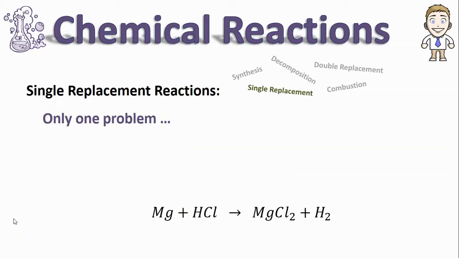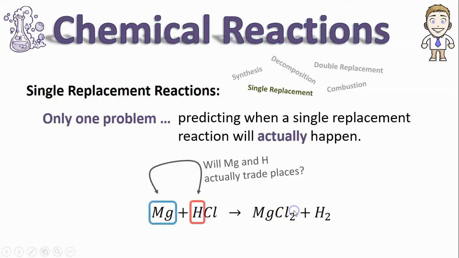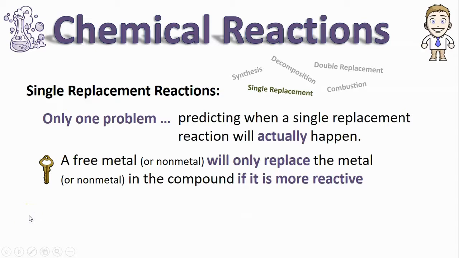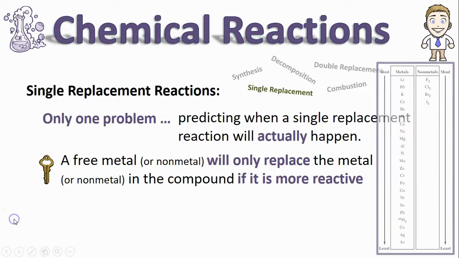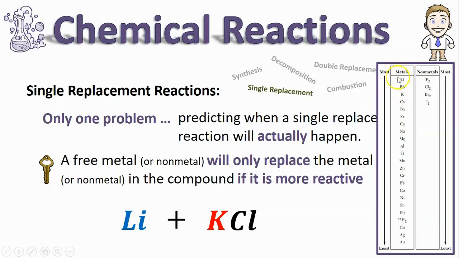We do have one extra problem with single replacement reactions, and that is predicting if it will actually happen. Here, just because I mix Mg with HCl doesn't mean these products will actually occur in real life. Will the magnesium and the hydrogen actually trade places? To tell this, the guideline we use says that a free metal or nonmetal will only replace the metal or nonmetal in the compound if it is more reactive. And the way you tell if it is more reactive is simply by checking a reference list called an activity series or reactivity series that tells you which metals or nonmetals at the top are most reactive and which at the bottom are least reactive.